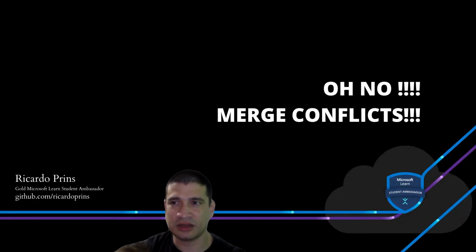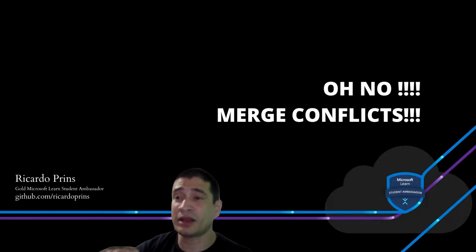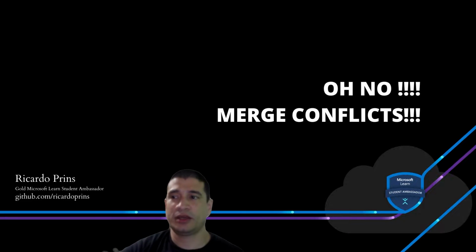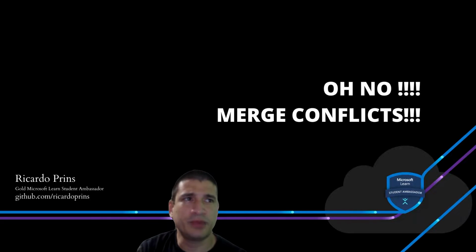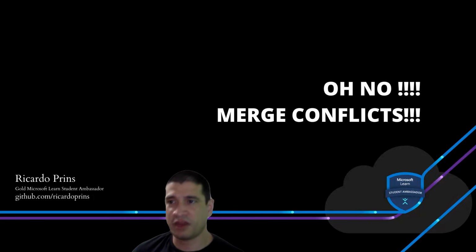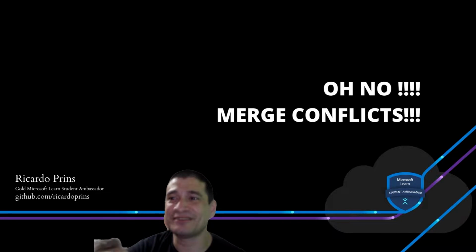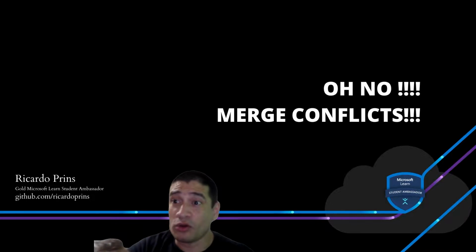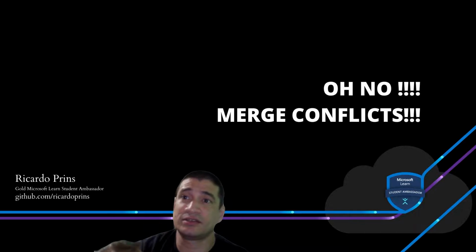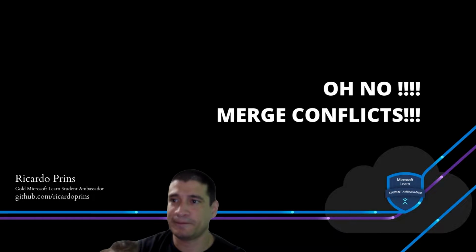What I will be doing here is talking about merge conflicts and how to handle them using the Microsoft Learn tutorial on the topic, which is called Settle Competing Commits by Using Merge Conflict Resolution on GitHub. Very fancy, so I've decided to use the simplified version of my topic, which is, oh no, merge conflicts. Now what, right?